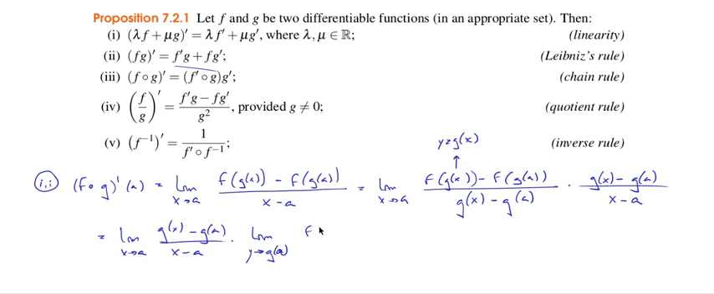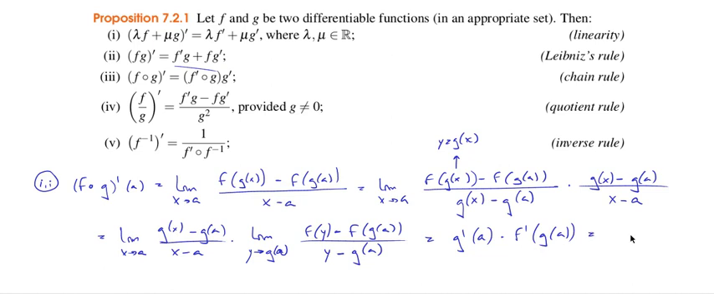So then we have f at y minus f at g of a divided by y minus g of a, right? So now this thing, as I said, is the derivative of g at a. And now this is the derivative of f, but at g of a, right? So in other words, this is f composed with g times g prime, all of this at a, okay, which is what we wanted to prove here.